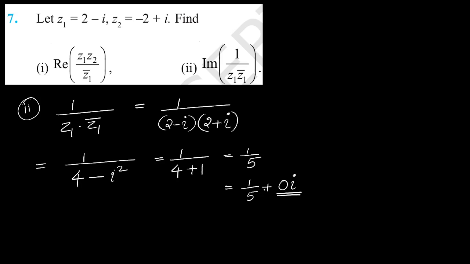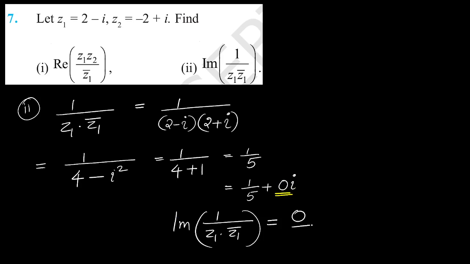So if the i term is not available, you just put 0i. Because 0i is actually 0 itself, there is no change in the value. So any real number can be expressed in the form of a complex number by simply writing 0i at the end. Why do I write like this? Because I want the imaginary part. Imaginary part of 1 by z1 into z1 bar is our question. You know that the imaginary part is simply the coefficient of i. Understood? Coefficient of i.